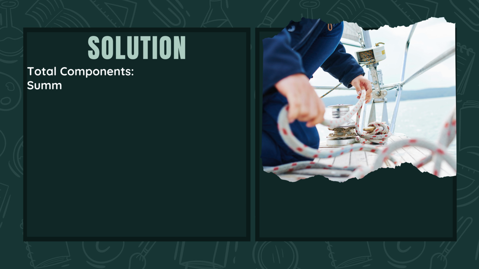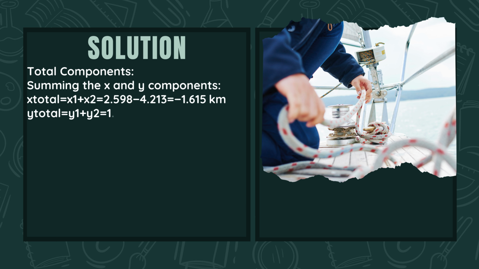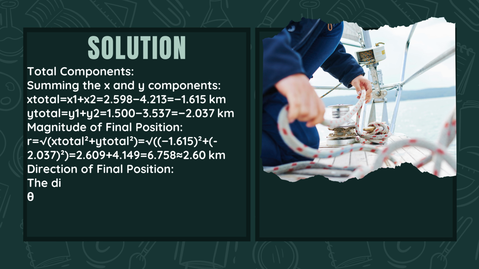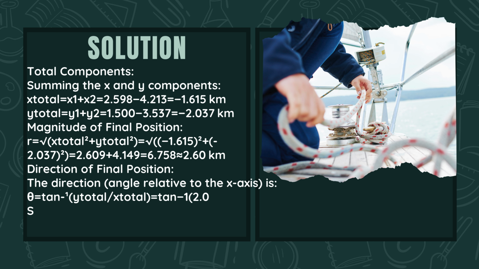Total components, summing the x and y components: total x equals x1 plus x2, equals 2.598 minus 4.213, equals negative 1.615 km. Total y equals y1 plus y2, equals 1.500 minus 3.537, equals negative 2.037 km.